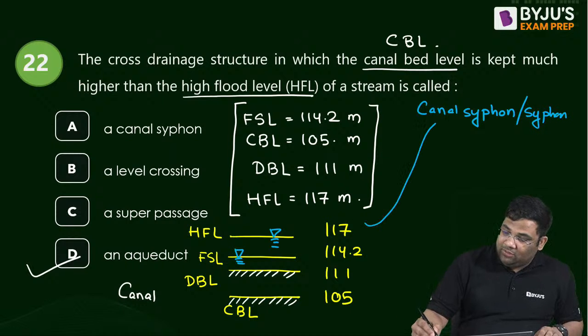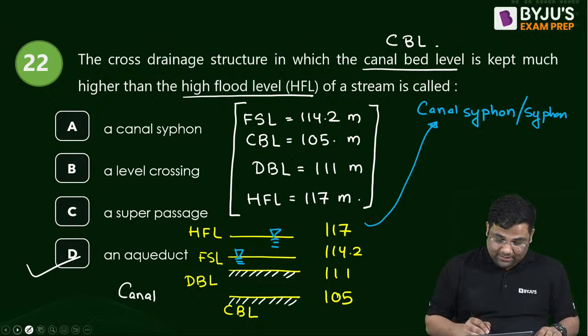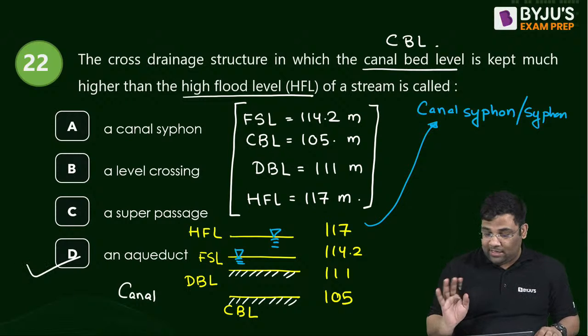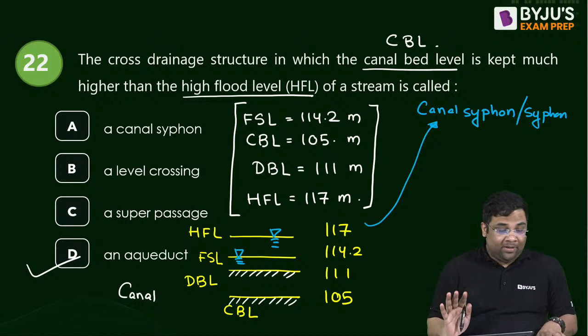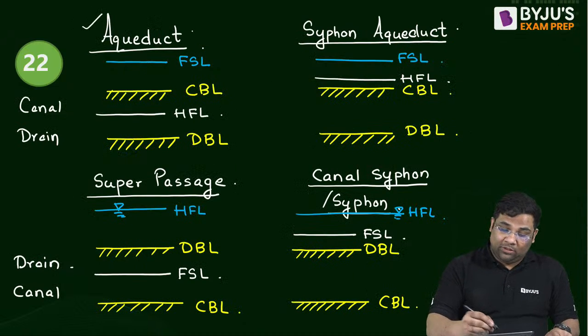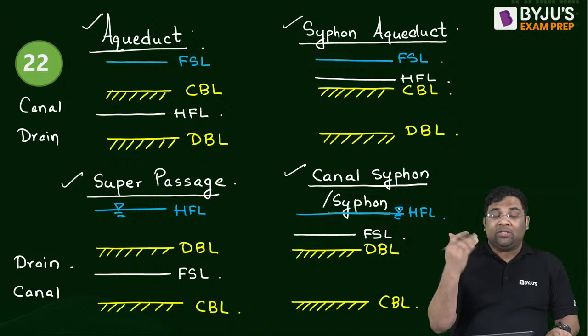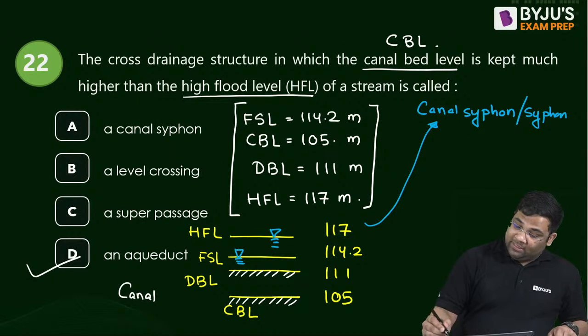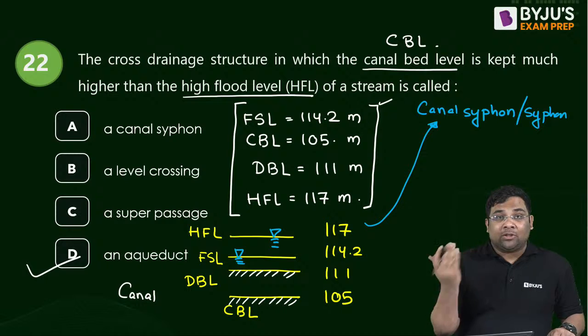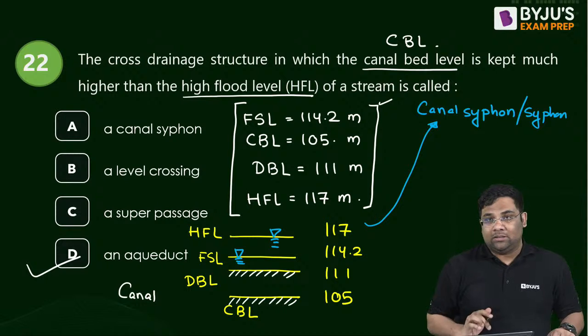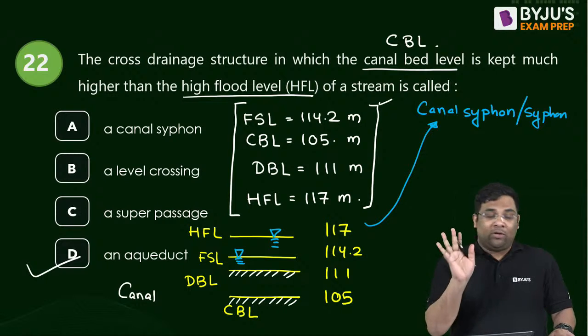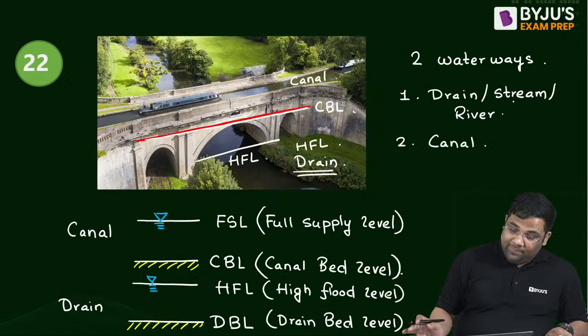So everybody understood the type of questions they can ask? No, it is not a super passage, because in a super passage the FSL would be below the DBL. So everybody can answer questions from these four things now. They can draw and ask which is what. They can form numeric questions like this, giving the levels, or they might ask in words. So these four are very important.